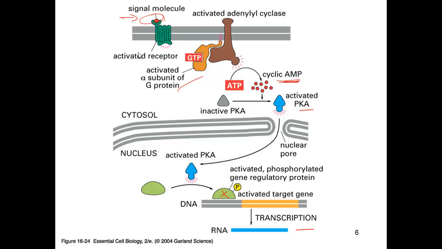So the information flow is the binding of a signaling molecule, change in conformation and activity of the receptor, the binding of GTP to the trimeric G proteins, activation of an enzyme, a rise in the concentration of cyclic AMP, activation of a kinase protein, phosphorylation of a transcription factor, the production of an RNA and protein.